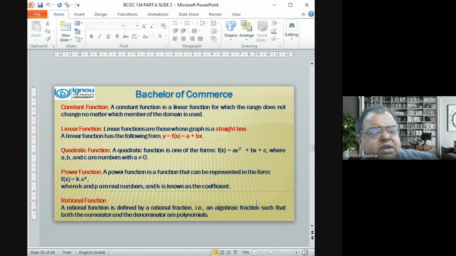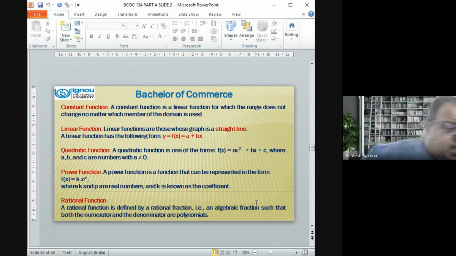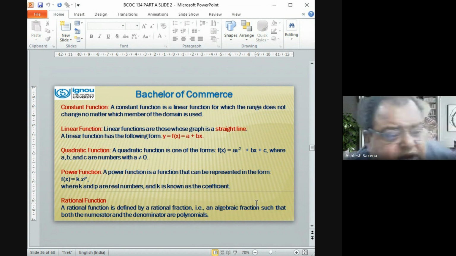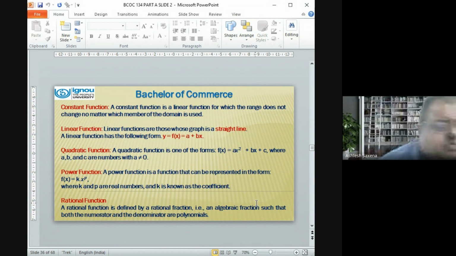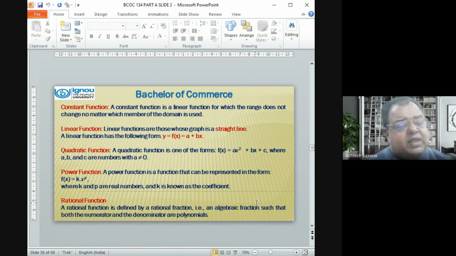And the equation is given by y is equal to f(x) is equal to a plus bx. Second one is quadratic function. A quadratic function is one of the form f(x) is equal to ax squared plus bx plus c, where a, b, and c are constants, and a is not equal to 0. If a becomes 0, that will be converted into a linear function.